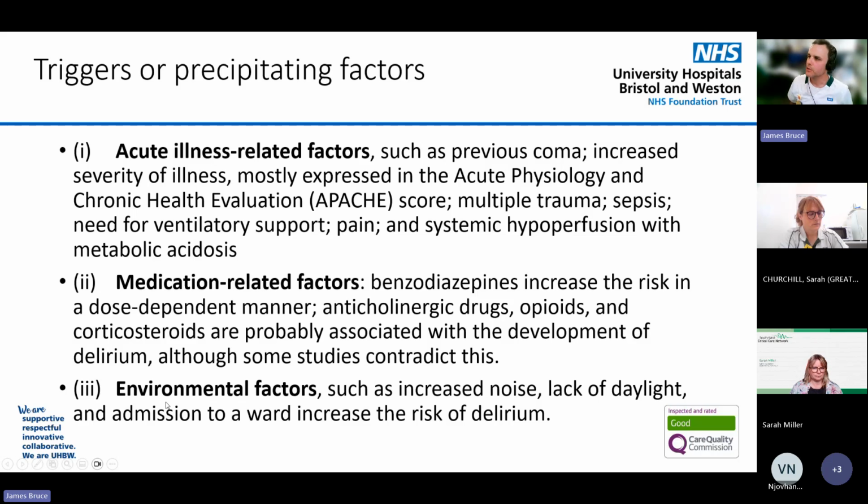The paper also talks about triggers or precipitating factors, and these are all things that common sense tells you: acute illness related to the individual, medication-related factors, and environmental factors. I think we're all aware of those.